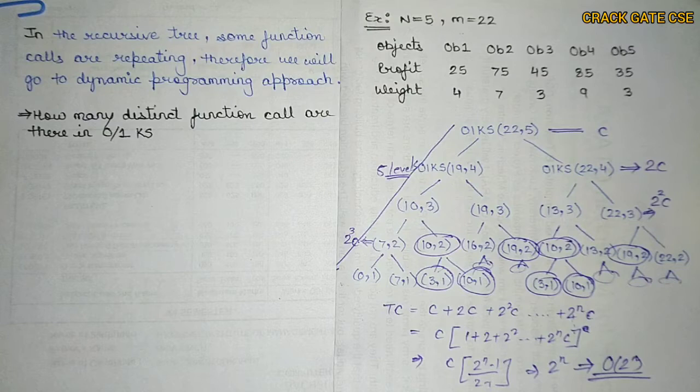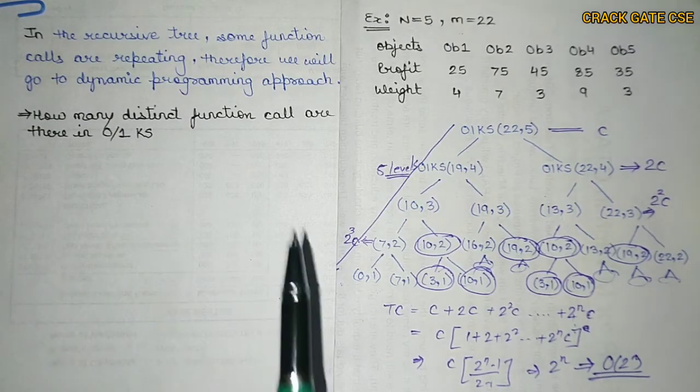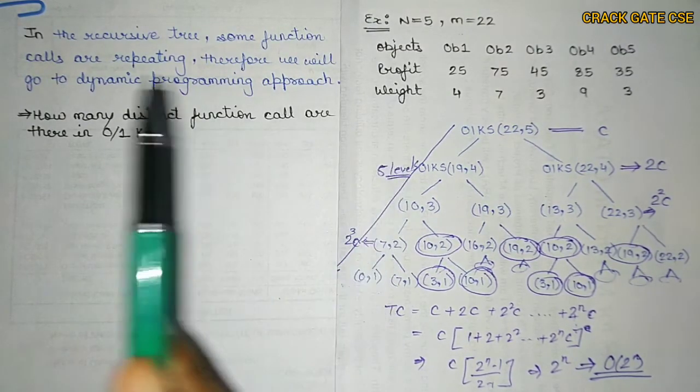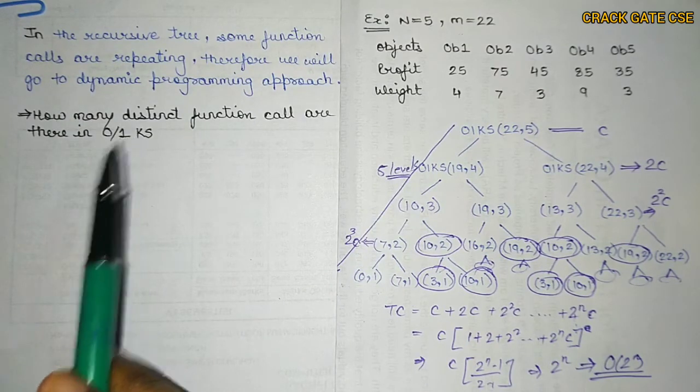And in the dynamic programming approach, we already know that we have to compute each function call exactly once, and then we'll be storing that particular function result in a table for future reference.